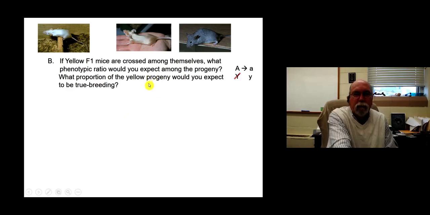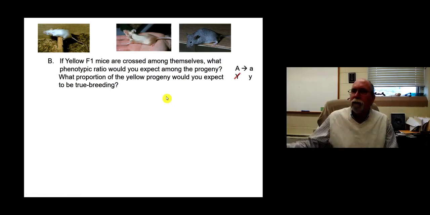Now, let's try one more part of that. Remember the same thing. If yellow F1 mice are crossed among themselves, what phenotypes do we expect in the progeny? What proportion of the yellow progeny would you expect to be true breeding? In other words, breed true. Okay. Now remember with epistasis, that can be a little weird. So just think about it. Now normally breed true means homozygous, but when we go to epistasis, sometimes that's not always true. You can still get things that are red, always producing red, even though they're hets, okay?